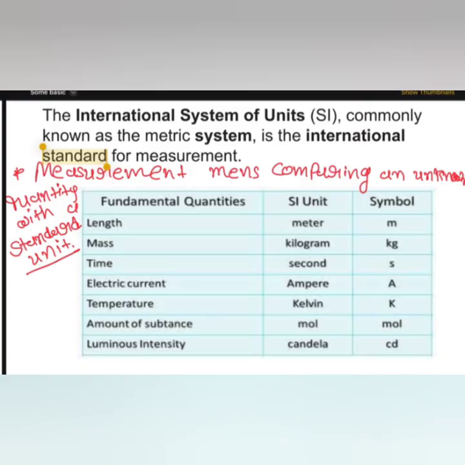SI system of units. SI stands for International System of Units. There are 7 fundamental units, commonly known as the metric system. It's the international standard for measurement. There are 7: length, SI unit meter, symbol is m, small m. Second, quantity is mass. Its SI unit is kilogram. We can use gram also, but the SI unit is kilogram, kg.